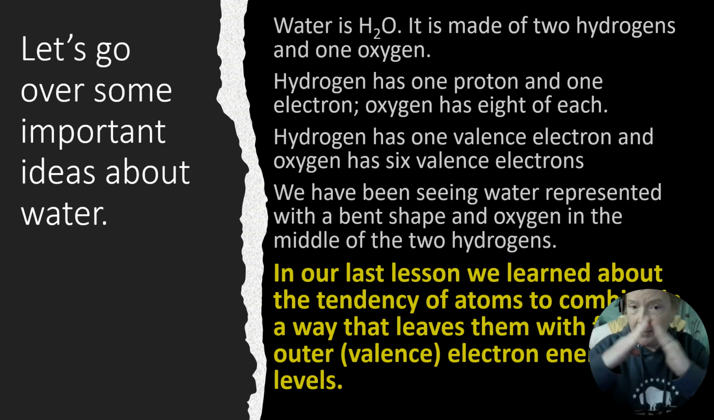We've been seeing water represented with this bent shape where oxygen is up here in the middle and the 2 hydrogens on the outside. And in the last lesson, we learned about the tendency of atoms to combine and bond with ionic bonding in a way that leaves them with a full outer valence energy level. And they did that by 1 atom losing electrons and 1 atom gaining.